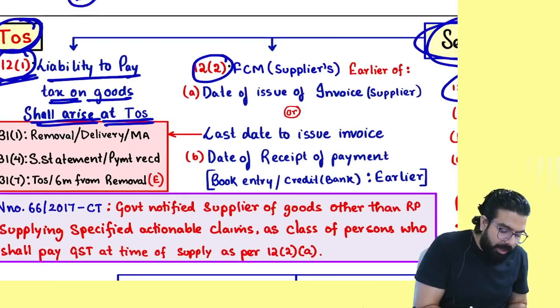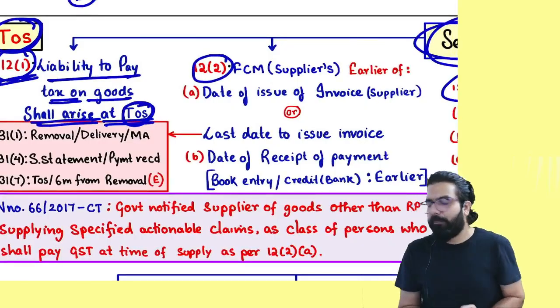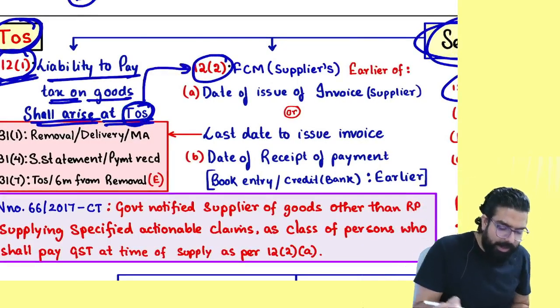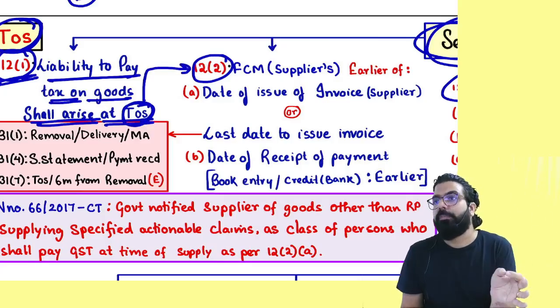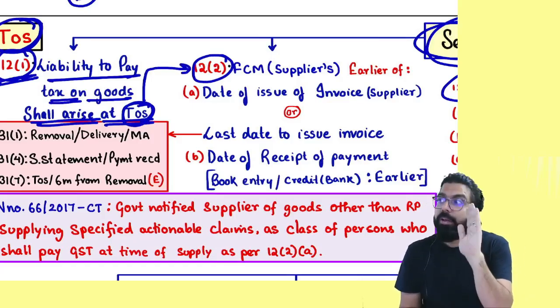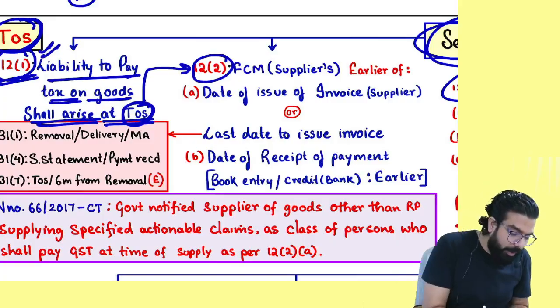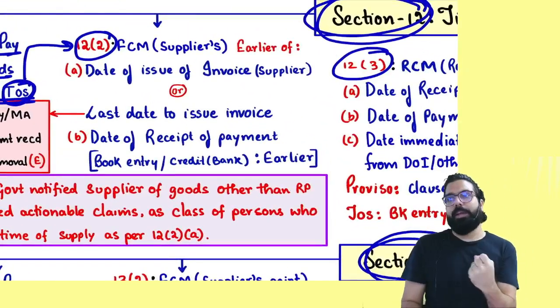Then, sir, how do we find out time of supply? You become liable to pay at the time of supply. How do we find out time of supply? That is told by section number 12.2, 12.3, 12.4, 12.5, and 12.6. Because you become liable when? At the time of supply. That is told by section number 12.1. Now let's go ahead and find out the time of supply.